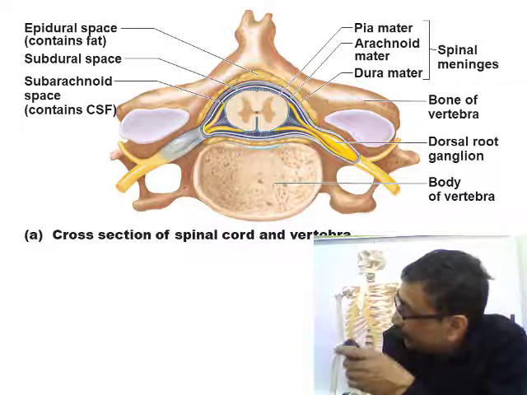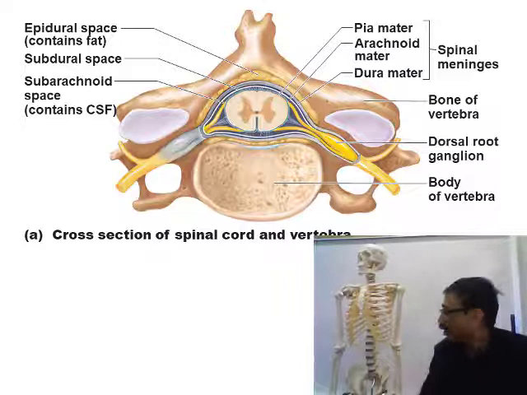If you see the spinal cord from outside, you will see a number of structures.